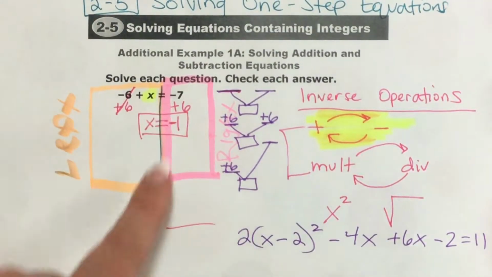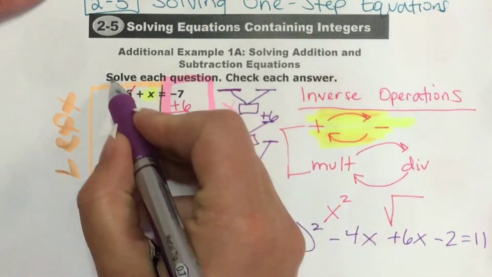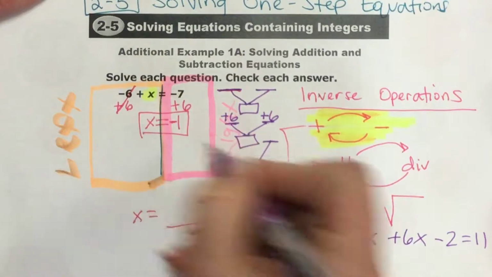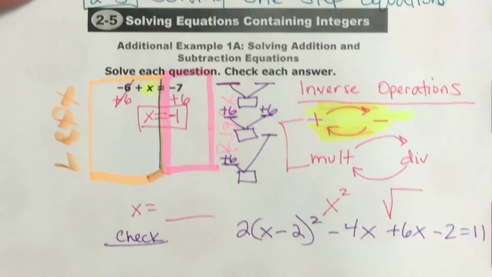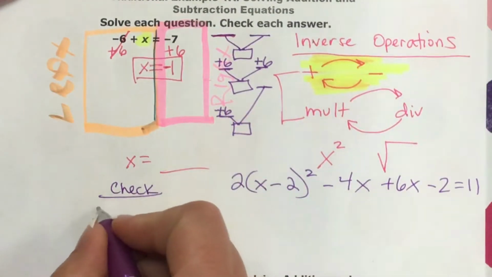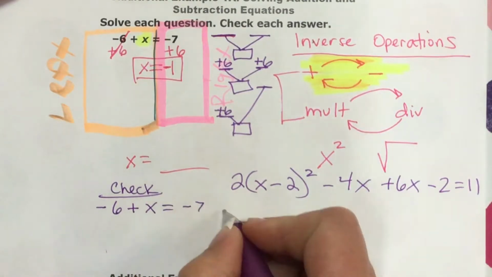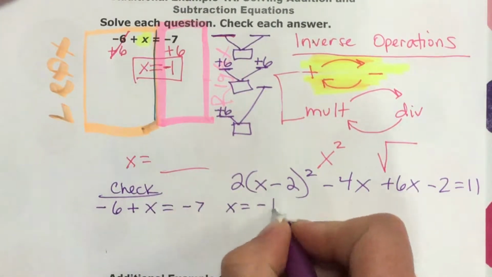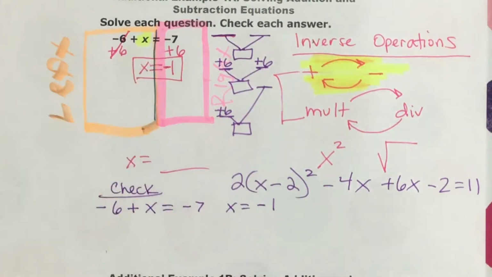So I want you to show your work. I want you to do it exactly like it is now. Now we're not done because what it says is solve each equation, which we did. We figured out that x equals negative 1. And now we need to check our answer. So I want you to write the word check. And then you're going to write this original equation, negative 6 plus x equals negative 7. But now we're going to check it for when x equals negative 1, which is the answer that we found here.